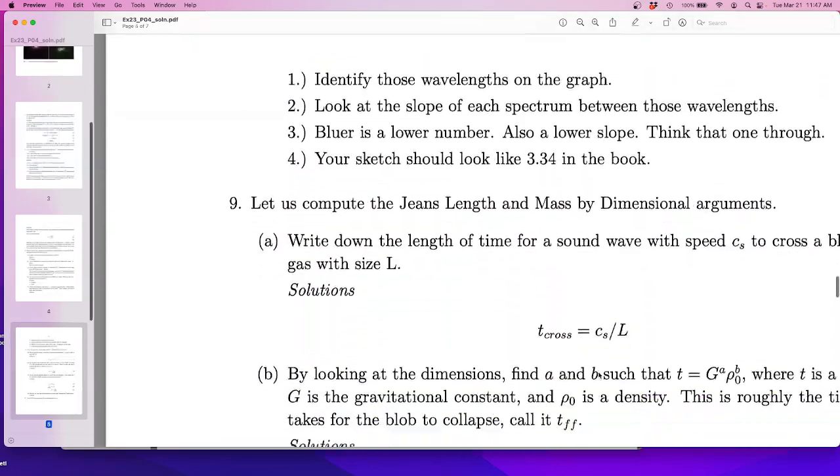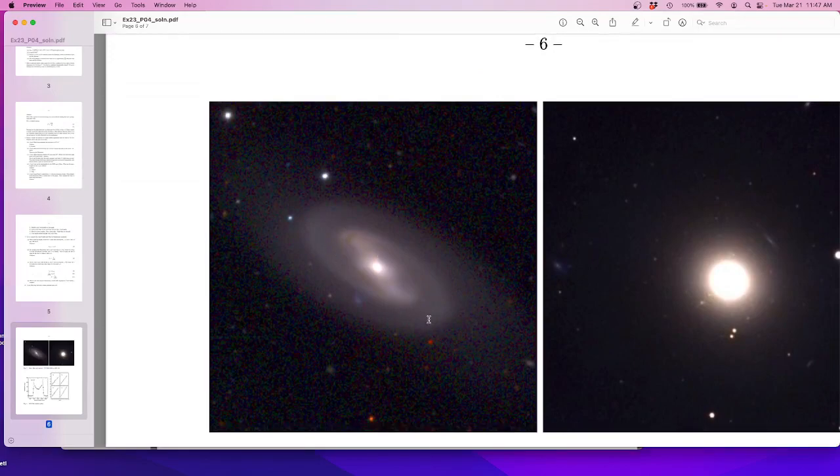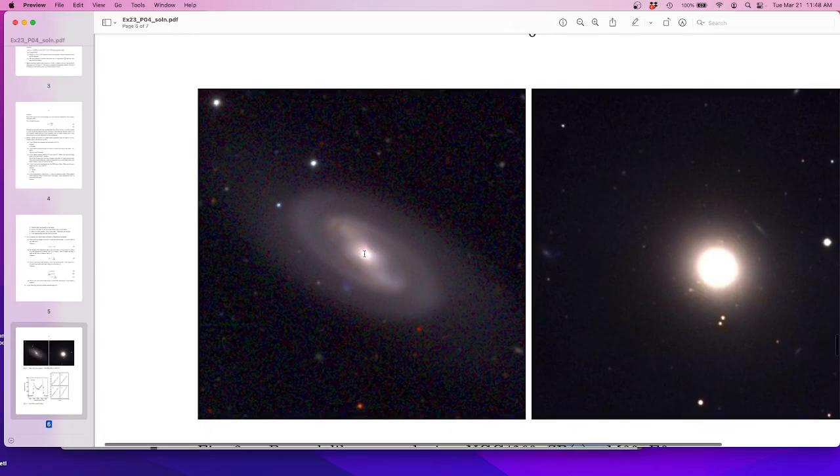And our last two, where are they? There they are. How about this one? Real strong bar, two real big defined arms, real fat bulge. That is an SBa. This one was the fattest bulge that I could find. So you see how this one is a real bright round thing in the middle, and then it's got its arms, and the arms are not fluffed up. They're nice and clearly defined.